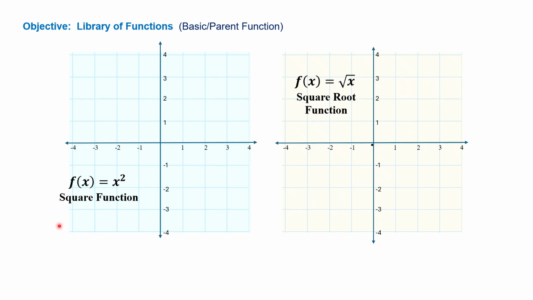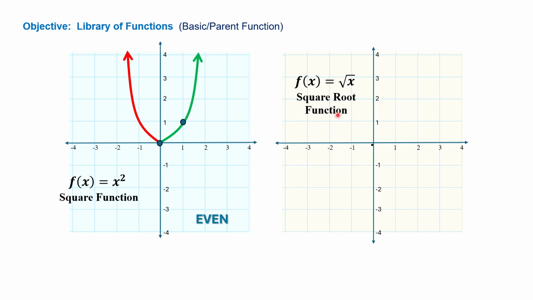The next function is the square function, given its parent function or basic function as f of x equal to x squared. And we know that this is an even function. Substituting x values again with x equal to 0 and x equal to 1, and connecting these 2 points using a curve, because x squared is not linear. And then since this function is even, we can complete its graph by reflecting about the y-axis. So that's the graph of the square function.